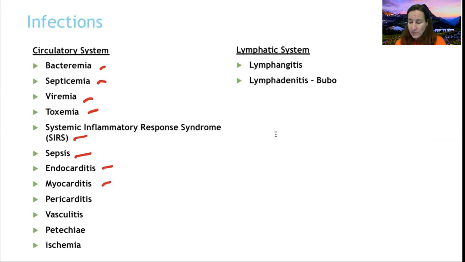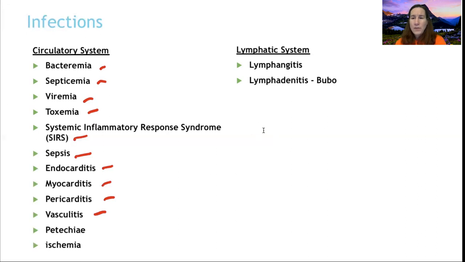Endo, myo, and peri, the different parts of the heart that can get infected. What if we're not talking about the heart? What if we're talking about the vasculature in some place? Like maybe the capillaries have gotten something going on with them. Or maybe we're talking about this one vessel area through here. If we're talking about the vasculature, capillaries, arteries, veins, vasculitis.